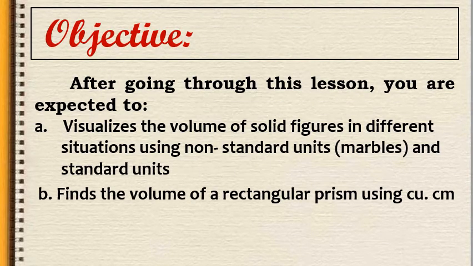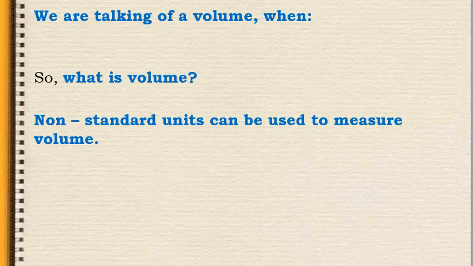And letter B, find the volume of a rectangular prism using cubic centimeter and cubic meter. Itong nakasulat na cu.cm, ang basa sa kanya ay cubic centimeter, at ito namang cu.m or cubic meter naman ang tawag sa kanya. So we will try to find or solve for the volume of a rectangular prism using cubic centimeter and cubic meter. So let us first familiarize ourselves with what is volume.